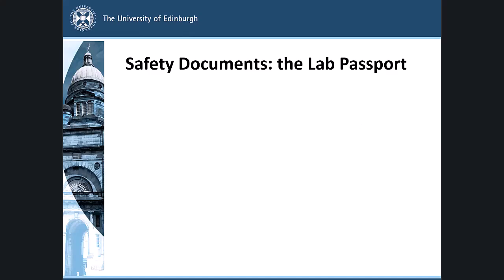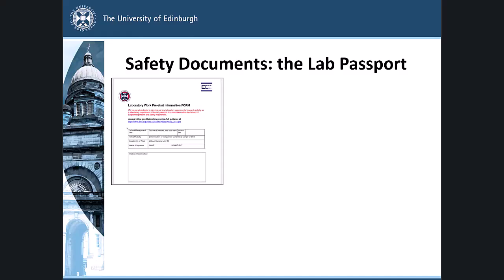It is a requirement for every experiment or procedure carried out in the research labs to have an associated set of safety documents. In the School of Engineering, we call this collection of documents the lab passport. There are usually three types of document associated with a single experiment. The pre-start form outlines the procedure to which the documents refer. This is effectively your experimental protocol.